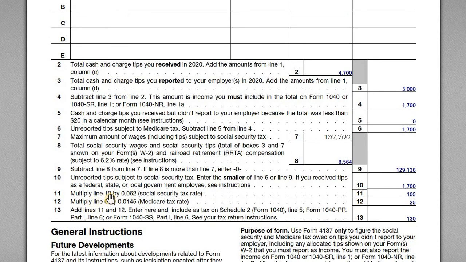So multiply line 10 by 6.2%, right? So 0.062, and multiply line 6 by 0.0145, that's the 1.45%. We have $105 and $25 as the underreported Social Security and Medicare tax. And then line 13 is the total. So this is the total piece of tax that John is liable for payroll taxes on the underreported tips. So this amount is going to be reported as additional tax on Schedule 2 of his Form 1040, and then ultimately it carries over to page 1 of the 1040 where it adds on to the amount of total tax liability he had for the year.